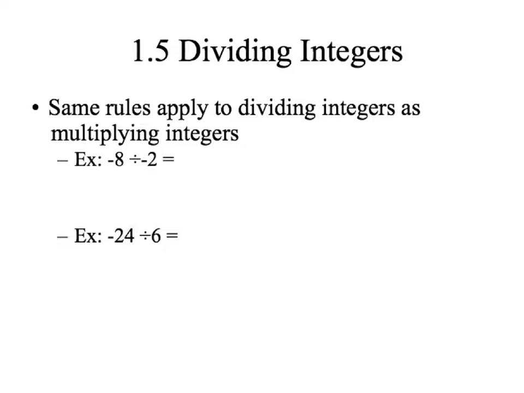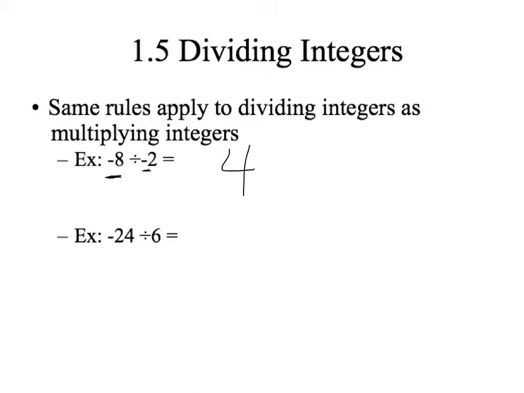Section 1.5 is dividing integers. Same rules apply as multiplying them. Dividing two numbers that have the same sign will get you a positive, and dividing opposites will get you a negative. So in this case, 8 divided by 2 is of course 4, but we have to look.